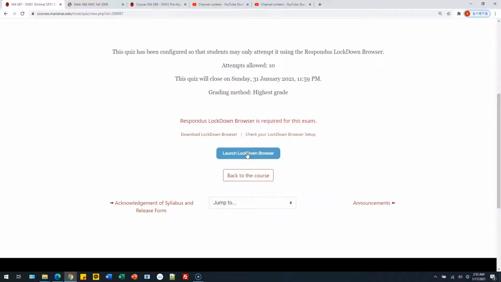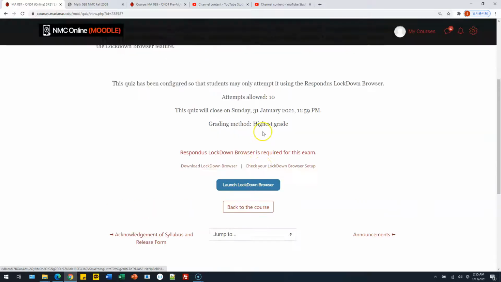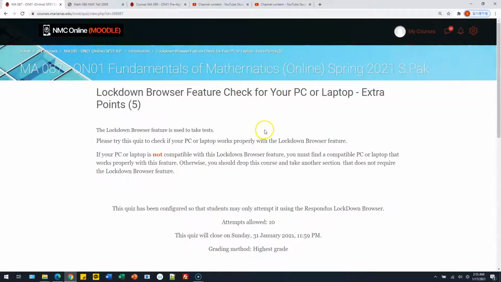If your computer is not compatible with this lockdown browser, then what? Then you better drop this course because you cannot take the test. So if you cannot take the test, then your score will be 0, right? So make sure your PC or laptop is compatible with this lockdown browser. So always make sure to check this one. Once you check this, then you don't have to do it again.